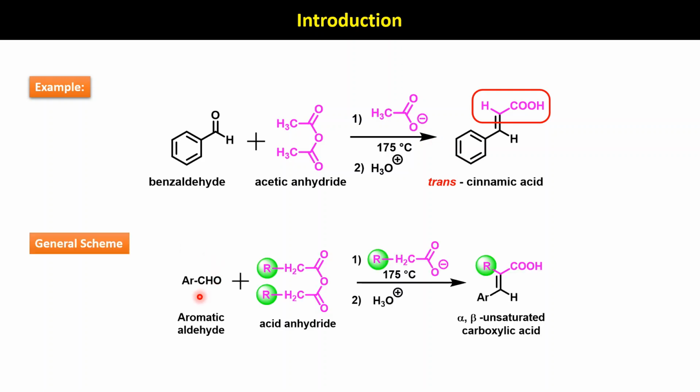In general, the reaction between an aromatic aldehyde and an acid anhydride in the presence of a carboxylate anion at 175 degrees centigrade, producing an alpha-beta unsaturated carboxylic acid, is called Perkin condensation. Remember, the carboxylate anion which we utilize as base in this reaction must correspond to the acid anhydride.